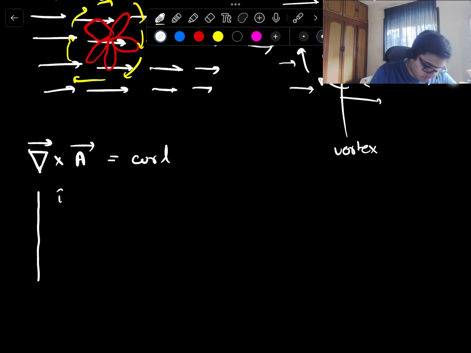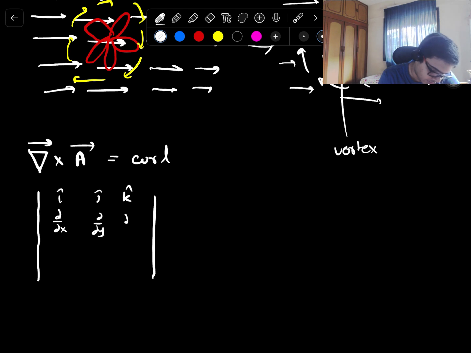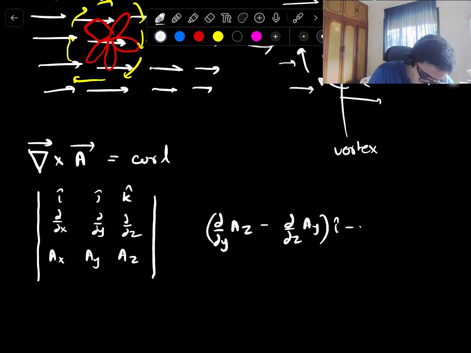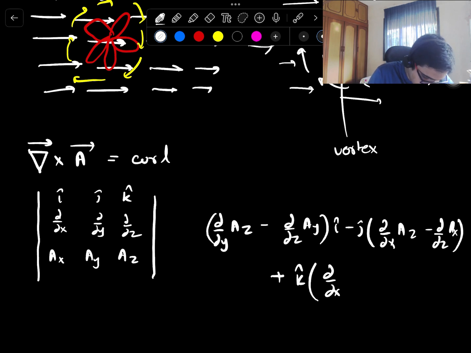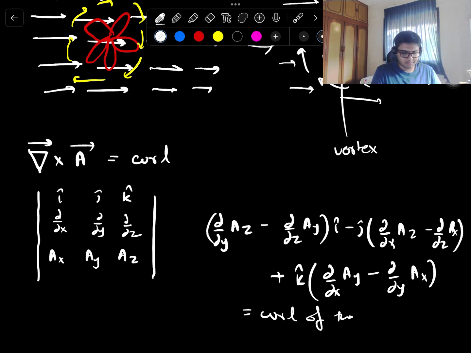Now we all know how to do the cross product. We write the determinant of this matrix. Here we first write dou by dou x, dou by dou y, dou by dou z, and we write ax, ay, az. If we do the determinant, we cancel the first row and the first column. So we get dou by dou y az minus dou by dou z ay i cap, minus j cap dou by dou x az minus dou by dou z ax, plus k cap dou by dou x ay minus dou by dou y ax. So this is basically the curl of the vector.